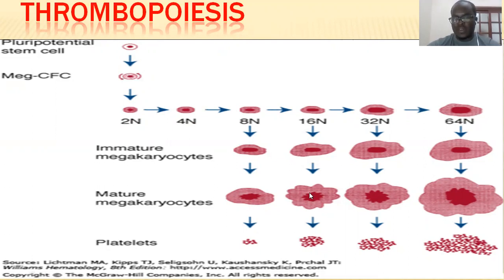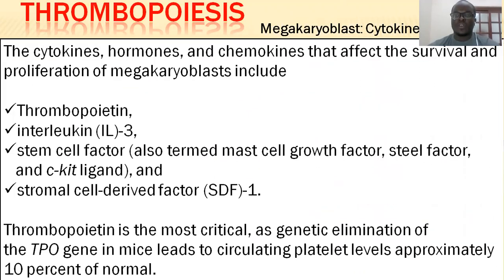And these bigger cells are the ones that will start shedding off the platelets. So you have the megakaryoblasts that will respond to cytokines. There are a lot of cytokines that can stimulate the megakaryoblasts to differentiate. Some of these cytokines function as hormones or chemokines that affect the survival and proliferation of megakaryocytes. So the survival and proliferation of the megakaryocyte is dependent on these cytokines that are more like hormones. Some of these cytokines or hormones, you have thrombopoietin.